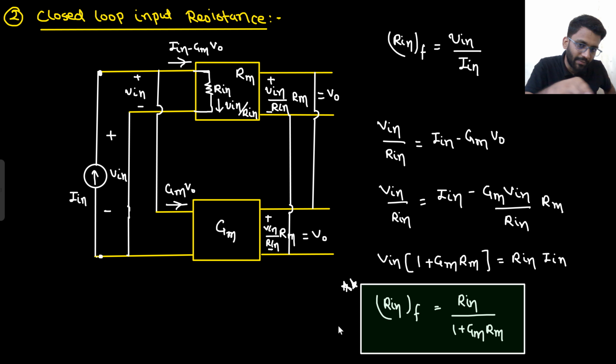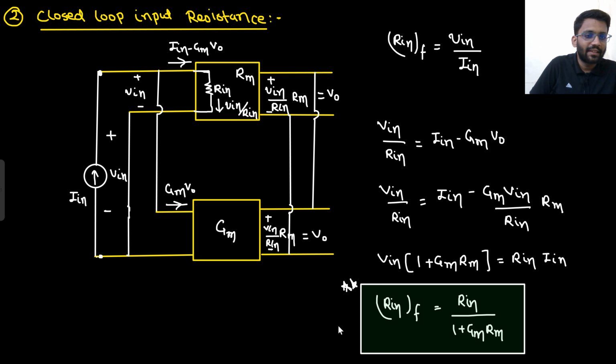Now that is being fed back towards the input side in the form of current. The current is Gm V0. Right? So we could write down the expression that V in by R in is equal to I in minus Gm V0. And you know the V0 value in terms of V in, R in and Rm, so I replaced it and got this final expression. Now, how will you remember this expression?